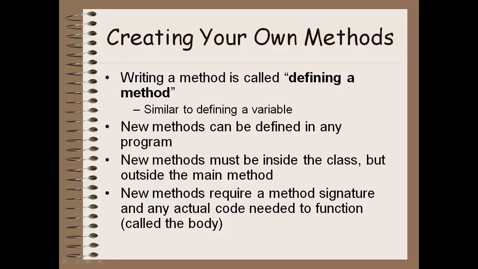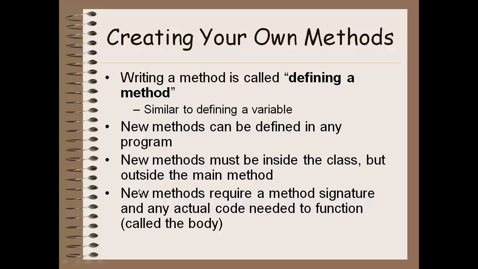So how do we create our own methods? Well, to do that, we do what's called defining a method. It's the same idea as defining a variable. We're going to make a new method that we can define at any program at any point. In order to do so, it must be inside a class but outside of the main method. And I'll show you an example in the next video of a program that has a method that I've created in it.